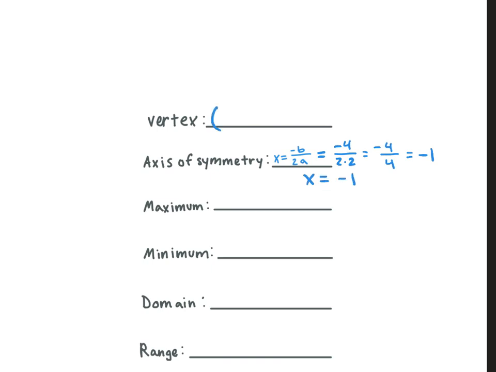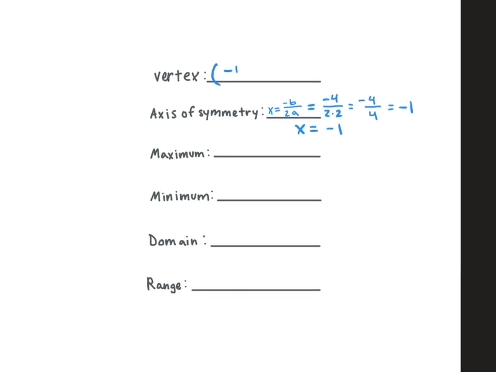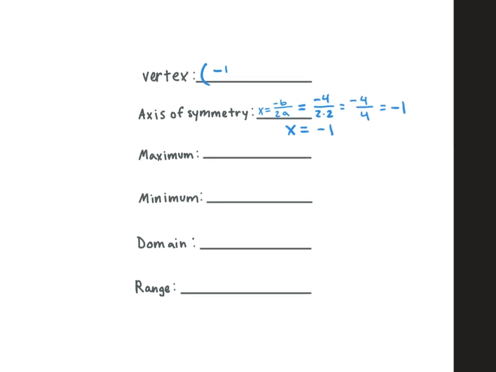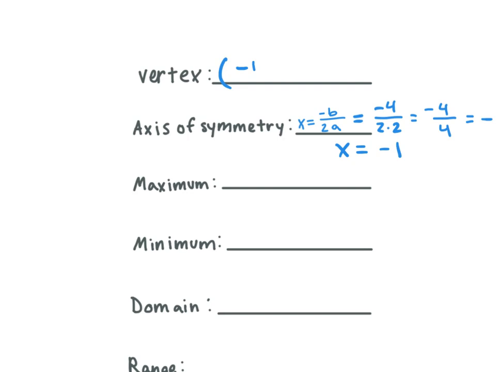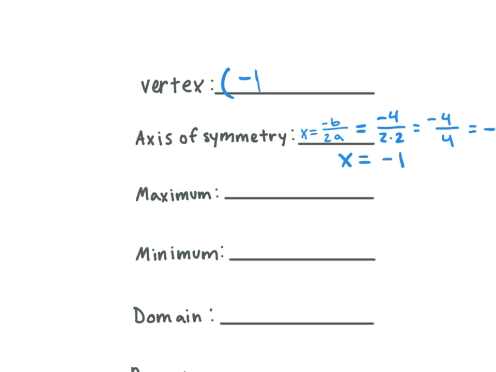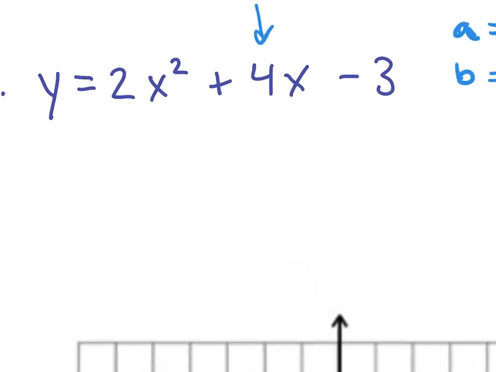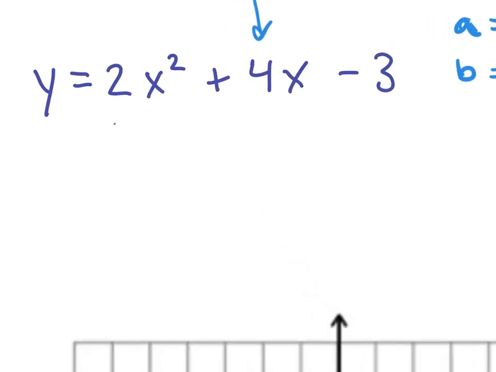What's the first number in our vertex? Negative 1. Always the same as our axis of symmetry. And then how do we find the second number in our vertex? Plug it in. So we go back to our equation. Let's plug in negative 1. So we have 2 times negative 1 squared plus 4 times negative 1 minus 3.